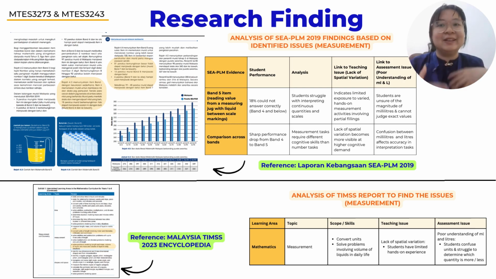And then for this section, I will explain the teaching and assessment issues in measurement based on CPLM and TIMSS findings. CPLM 2019 shows that for band 5 items involving reading liquid volume in a measuring jug, 80% of students in band 4 and below could not answer correctly. This suggests students struggle to interpret continuous quantities, especially when the liquid level is between the scale markings.